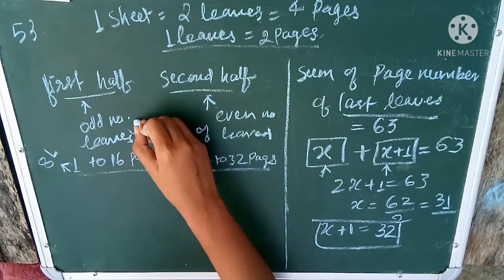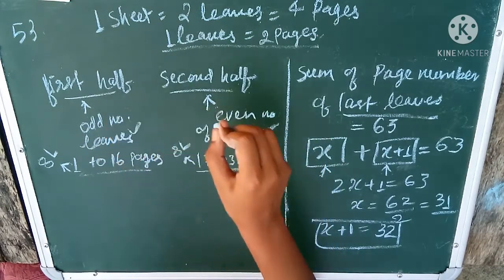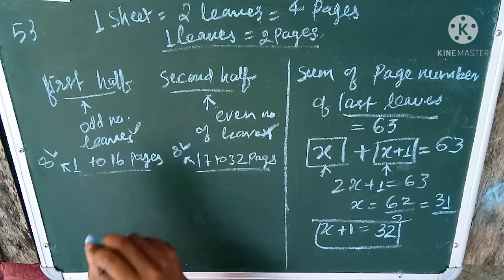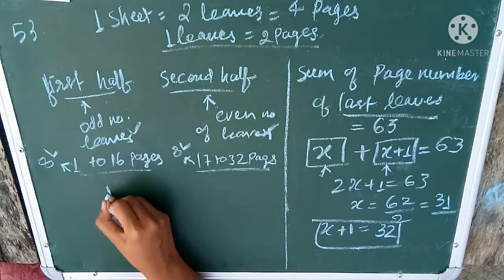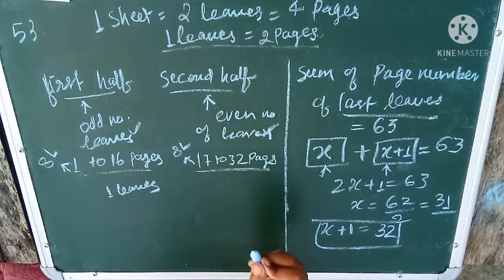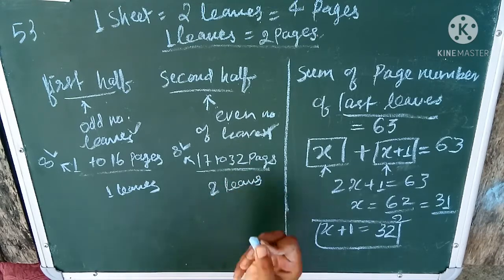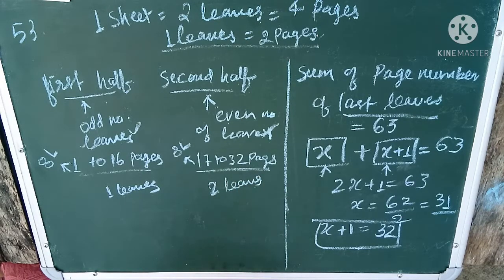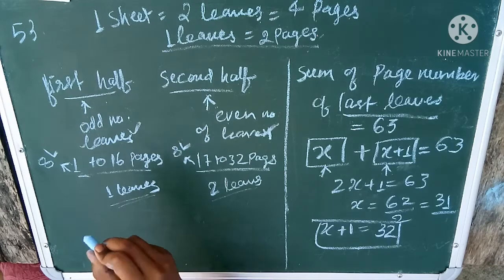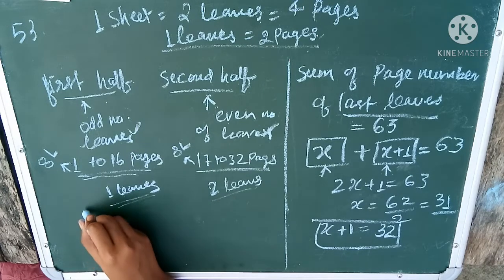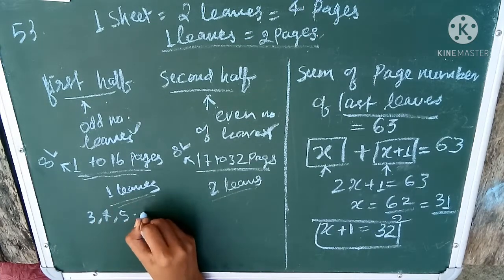So after removing an odd number of leaves from the first half and an even number of leaves from the second half, we have to find the sum, and that is also the maximum possible sum. For that, let us assume that the odd number of leaves removed from the first half is 1 leaf, and the even number of leaves removed from the second half is 2 leaves. Because we have to find the maximum possible value, we need to assume the minimum numbers. 1 leaf is equal to 2 pages, so we remove the first 2 pages from the first half. After removing the first 2 pages, we have 3, 4, 5 to 16.